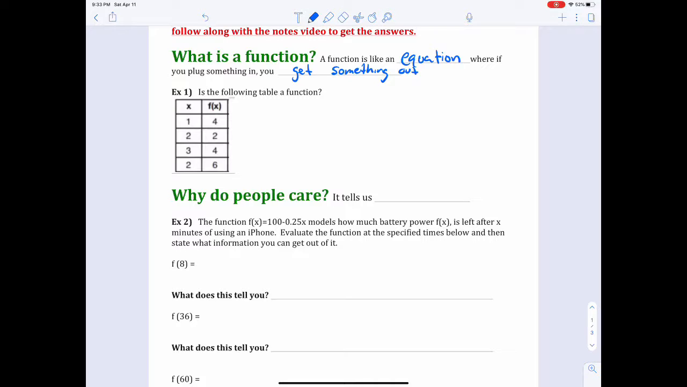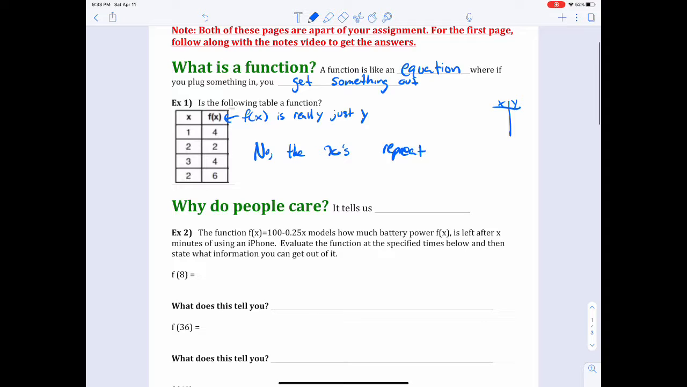So let's look at an example here. Is the following table a function? Take a minute to answer that. Oh yeah, you might want to know that f of x is really just y. It's just the fancy way. You're normally used to seeing x, y tables. f of x is just y. That's all you got to know. So is that a function? No. The x's repeat, the 2 repeats.